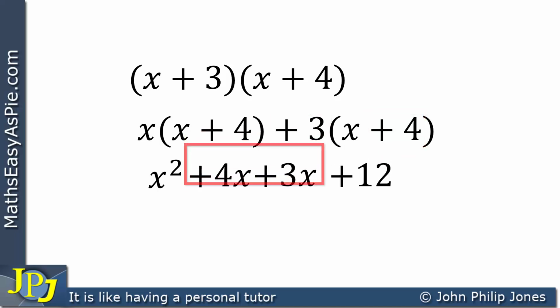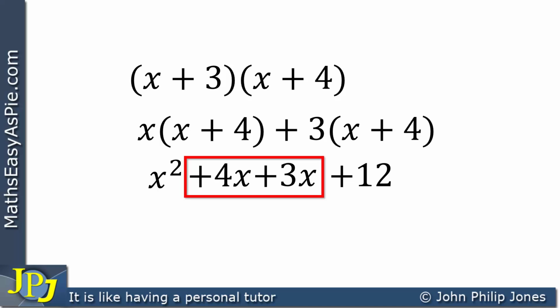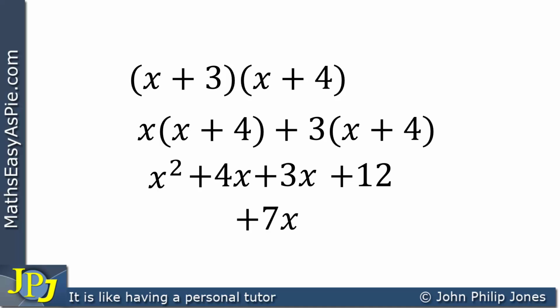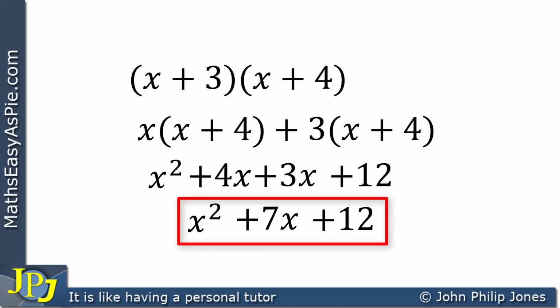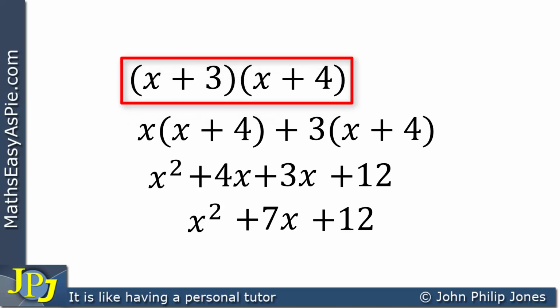Then we consider the like terms, and when you have plus 4x and plus 3x, that will give you plus 7x. And then you bring the x squared and the plus 12 down. So this is the product of these two binomial expressions.